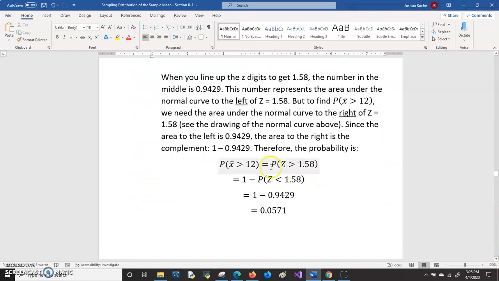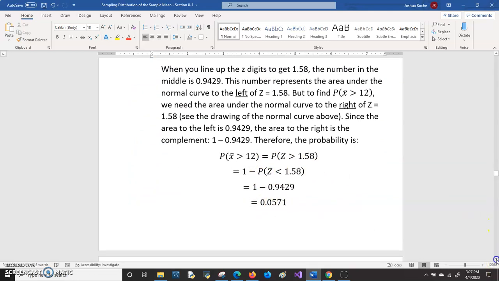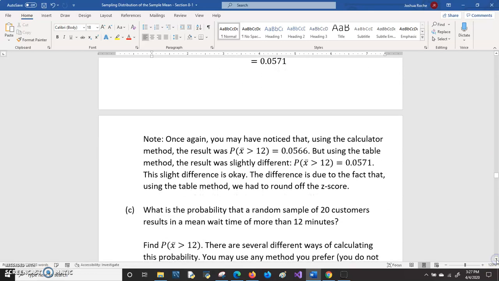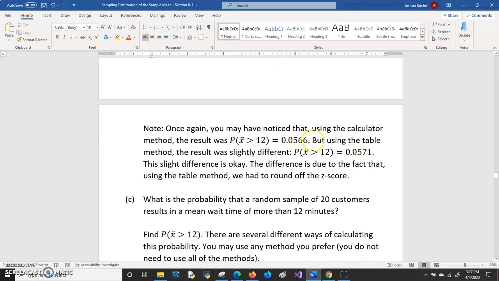So that's written out right here. We did the complement. We get 0.0571. So either way, we get that result. These results, again, are a little different from each other, but it's okay if you get those different results.